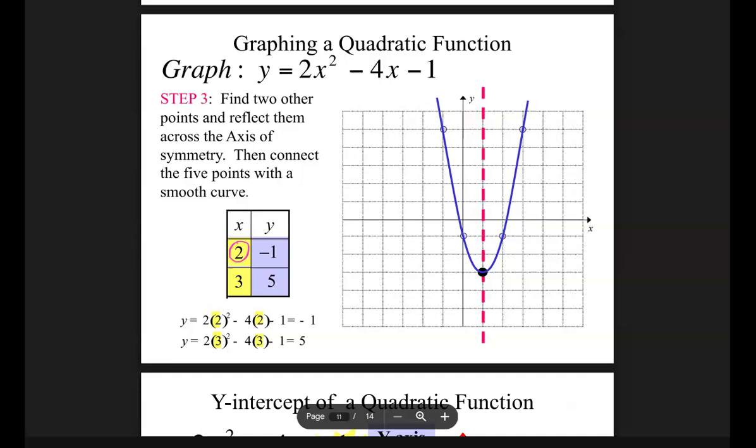Then when x equals 3, y equals 5. Can you see? That one is there. When x equals 2, y equals minus 1. Can you see? It's there.